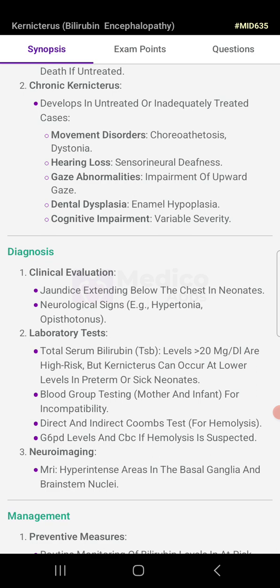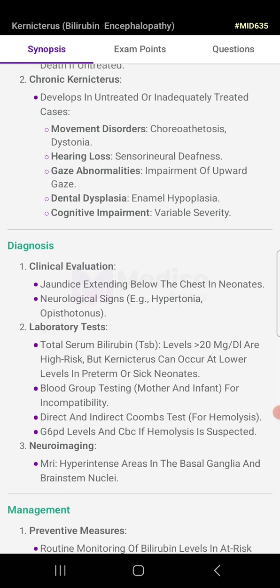Clinical evaluation shows jaundice extending below the chest in neonates. Neurological signs like hypotonia and opisthotonus. For the laboratory test, total serum bilirubin levels greater than 20 mg per dL are higher risk, but Kernicterus can occur at lower levels in the preterm or sick neonate.